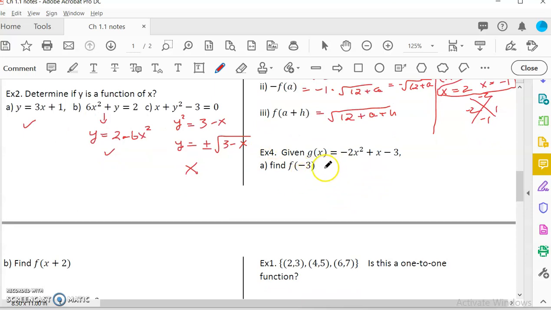Example 4, so we want to find f of -3. That means I plug in -3. So it'll be -2 times -3 squared plus -3 minus 3. Again, square first. So -2 times 9 minus 3 minus 3, which is -18 minus 3 minus 3. So it's -24.